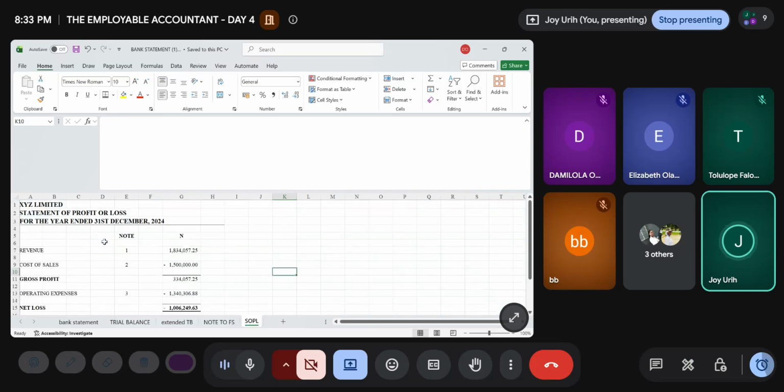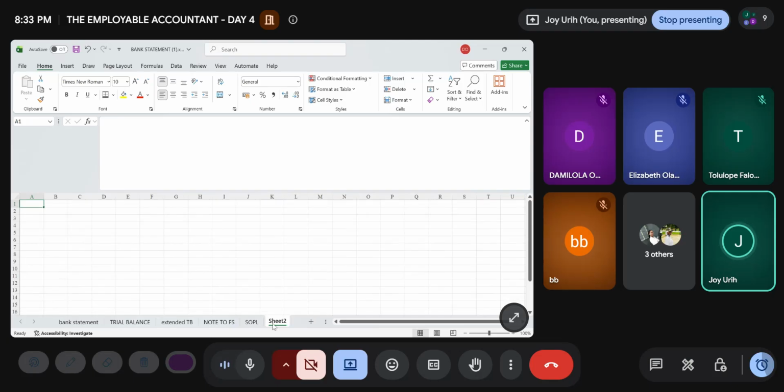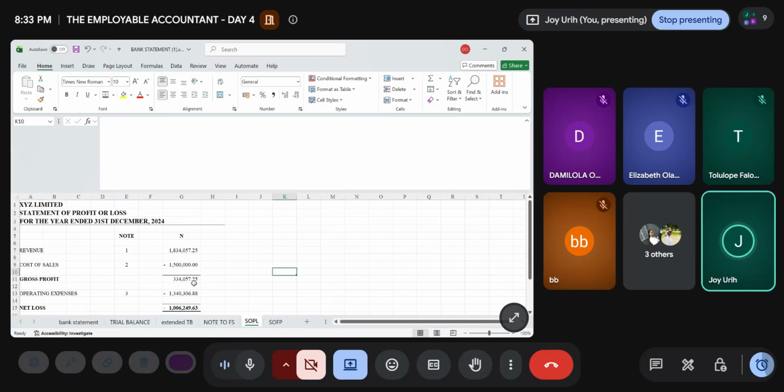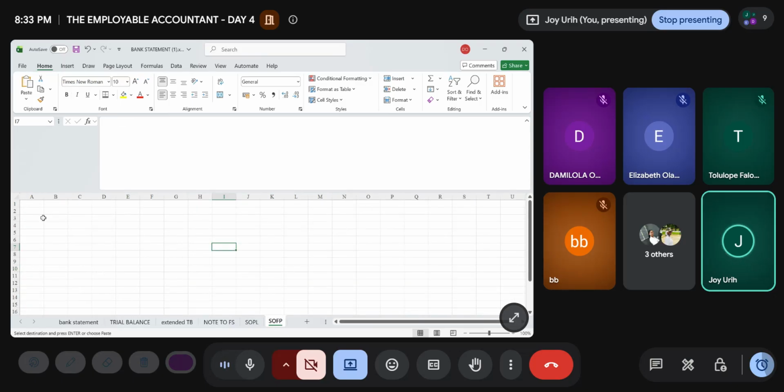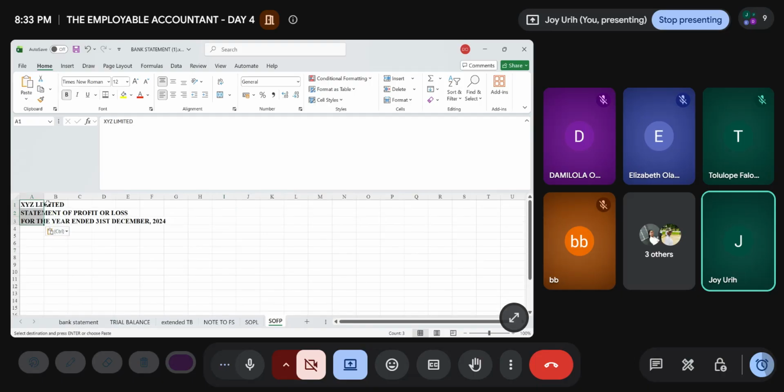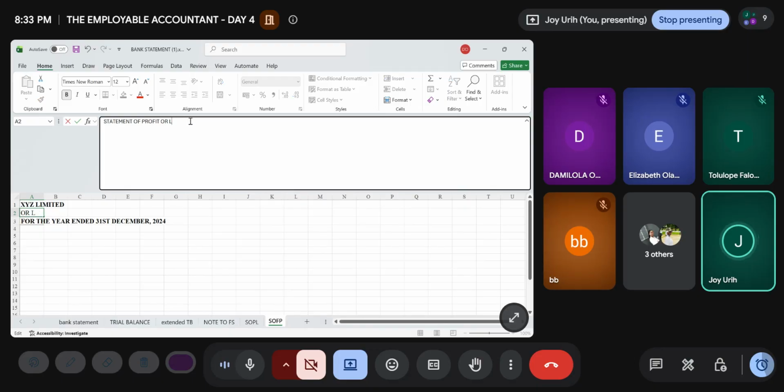So this is the way we prepare the statement of profit or loss. So the next item you want to prepare is your statement of financial position, which is SOFP. So I'm going to bring in the company's details here and tag this statement of financial position.